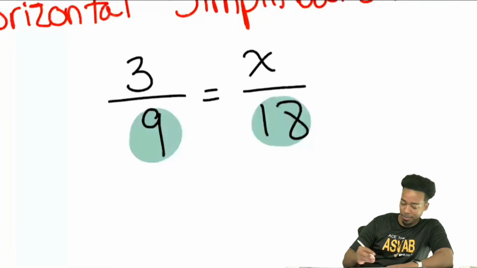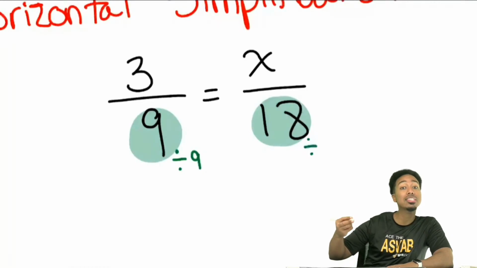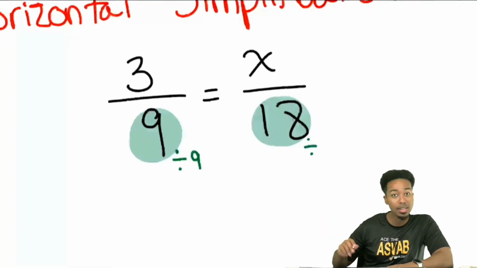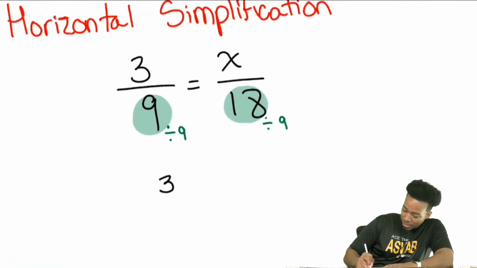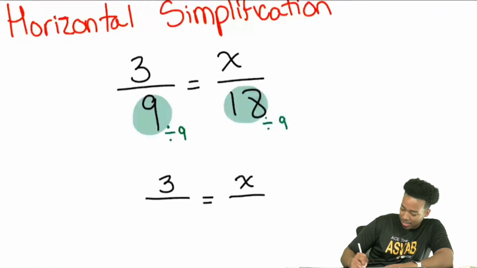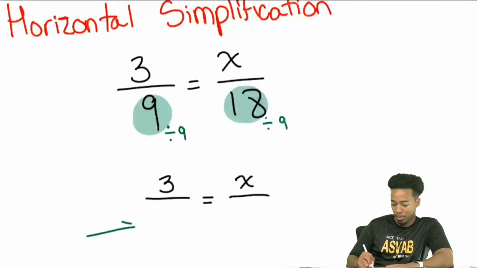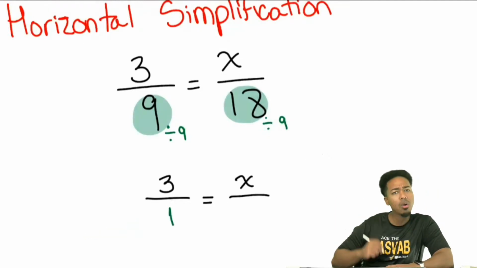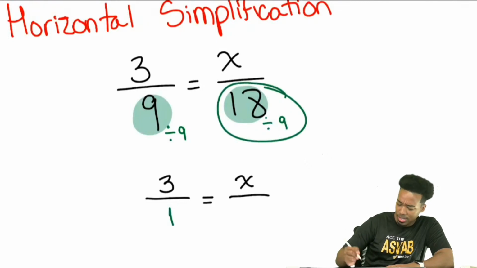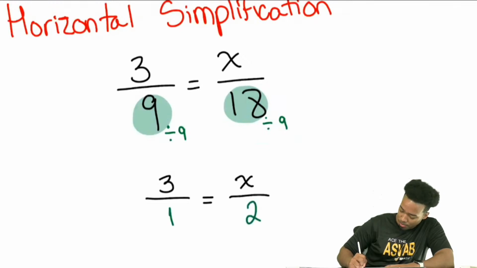And look at what happens here. If I divide both of the bottoms by 9, if I do the same thing to both sides in the same place, we're good. Because now we still have the 3 on the top, we still have the x on the top. But what do we have on the bottom left? We're going to have 1 because we had 9 divided by 9. All right, sounds good. Over here we have 18 divided by 9. What's that going to be? That's going to be 2.